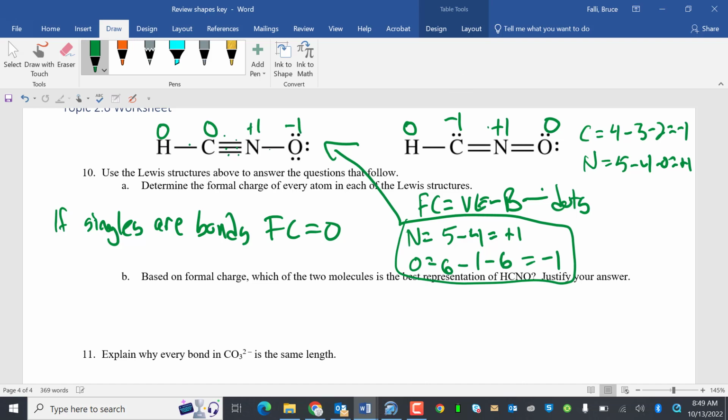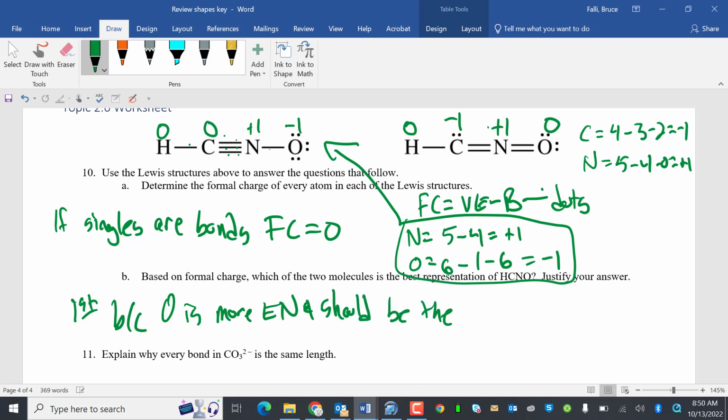Based on formal charge, which of the two molecules is the best representation? Justify your answer. It is the first one because O is more electronegative and should be the negative formal charge. Nitrogen is less electronegative and it shouldn't be positive. So that's it.